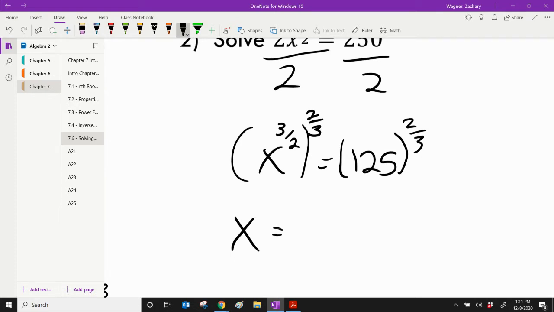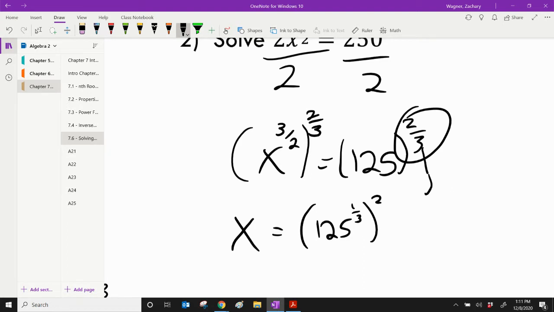That's equivalent to this. Now, simplifying this, there are multiple ways to do it, but what we're going to do is take it to 125 to the 1/3 squared. You could break 2/3 into 1/3 times 2, because it's the same thing. That's what we just did. That's how we simplify these. You shrink it down and blow it up.